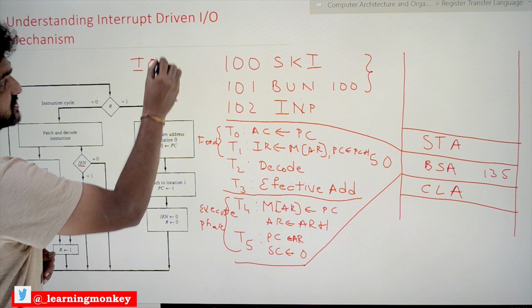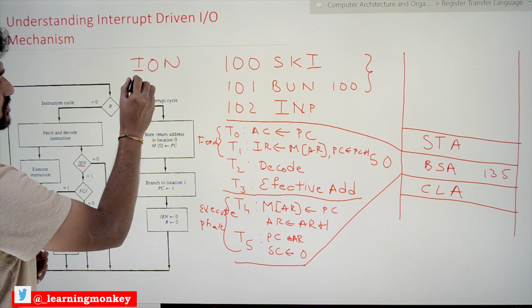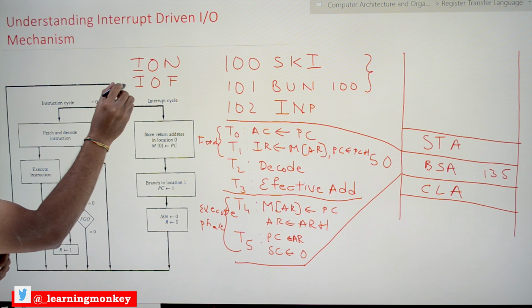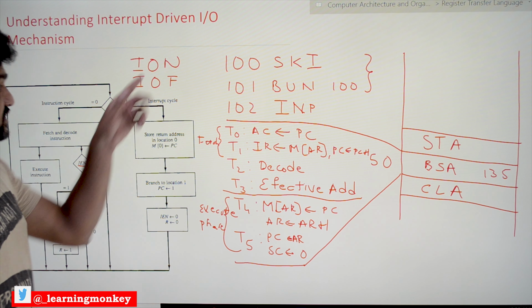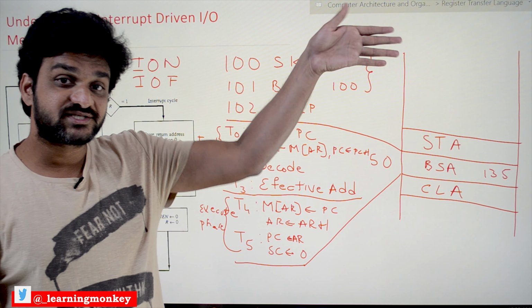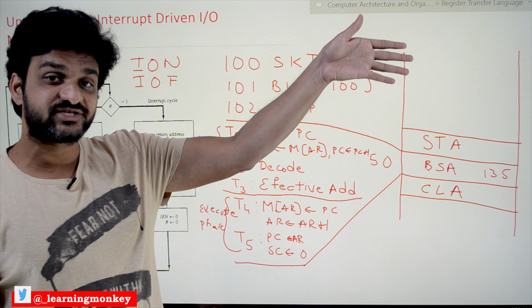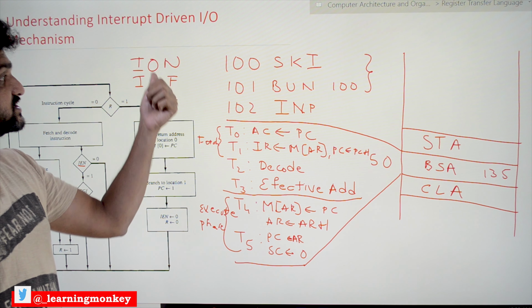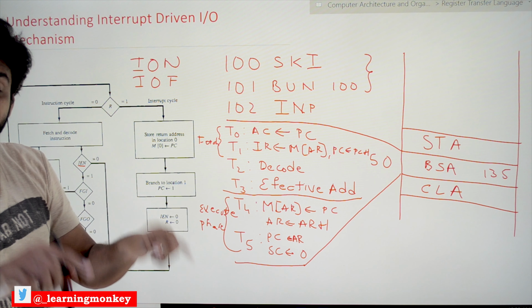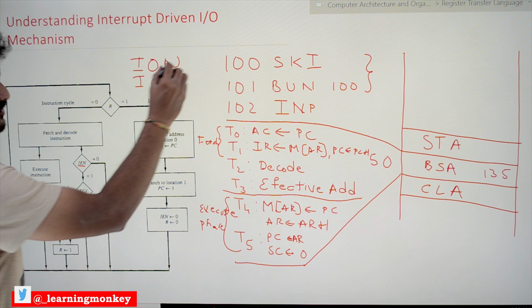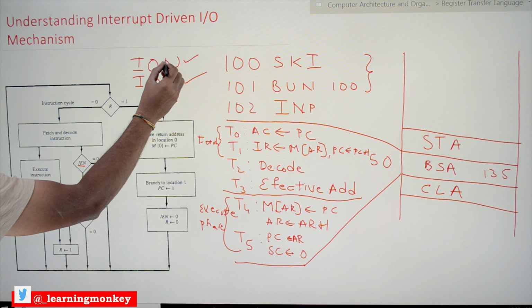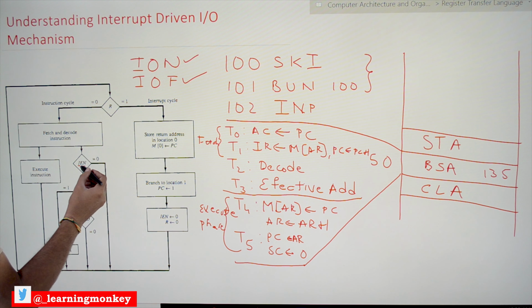The instruction ION is interrupt enable on, and the instruction IOF is interrupt enable off. These two instructions we have discussed in our IO instructions, and we said we would discuss them in detail in later videos. So this is the point where ION and IOF are used. ION is used to make the interrupt enable on, and IOF is used to make the interrupt enable off.